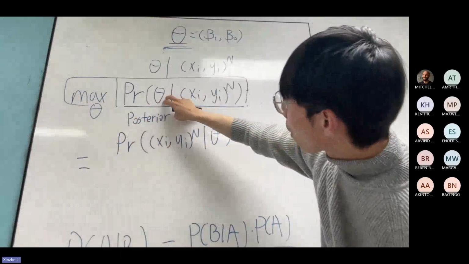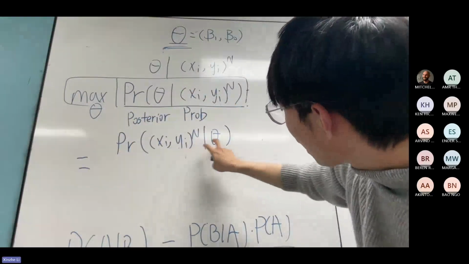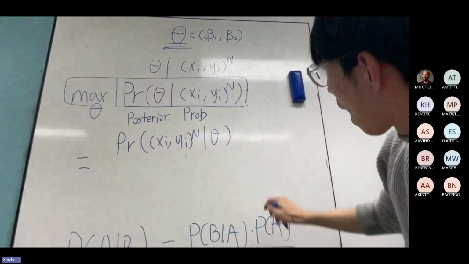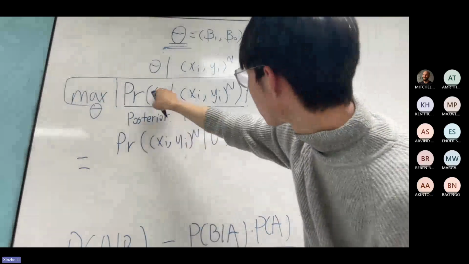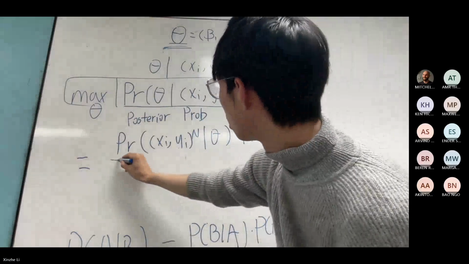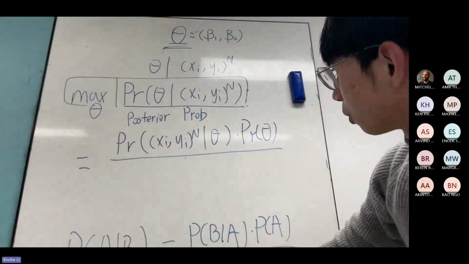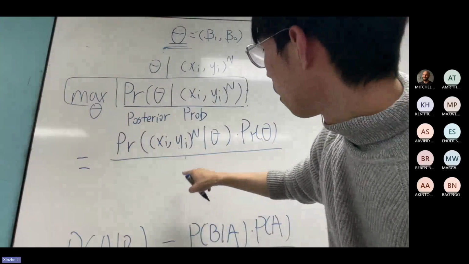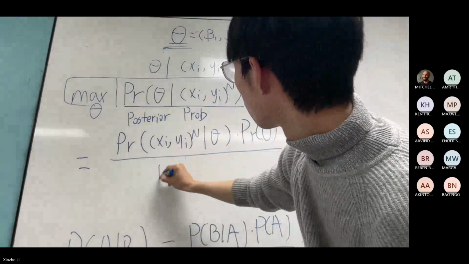Now this is A, right? This is B. Now I have B given A, multiplied by A. What's the A? A is theta. So P of theta. Then I have divided by B. What's B? B is probability of data.